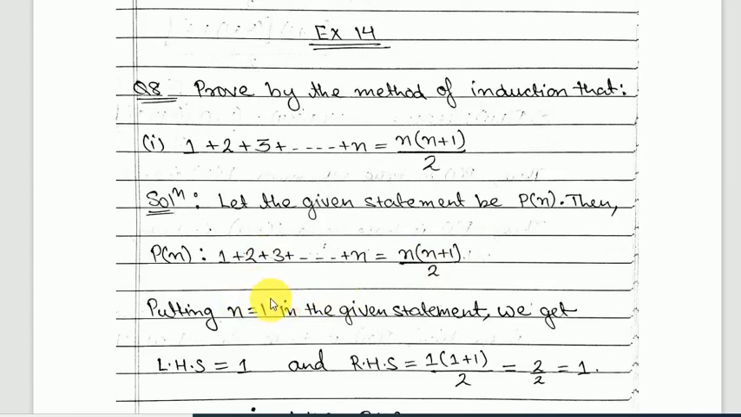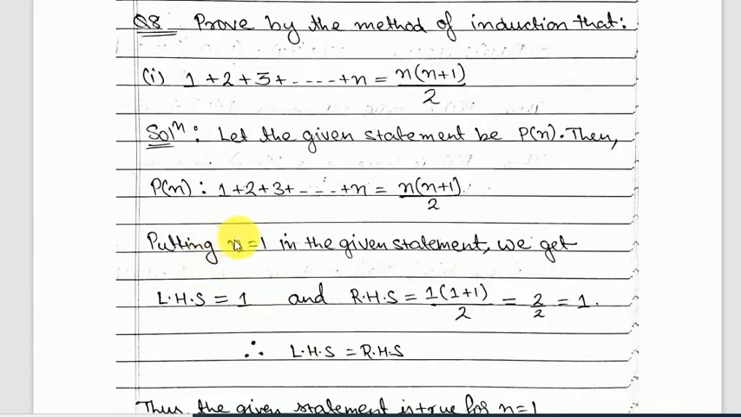Now we will put n equal to 1. So in place of n, we'll put 1. So putting n equal to 1 in the given statement, we get, we'll take the left hand side first. Wherever you see n in that left hand side, put 1 in place of that. So that way we get left hand side is equal to 1.